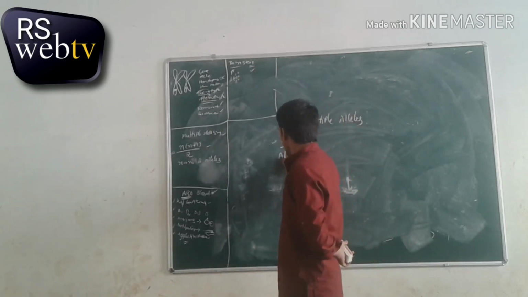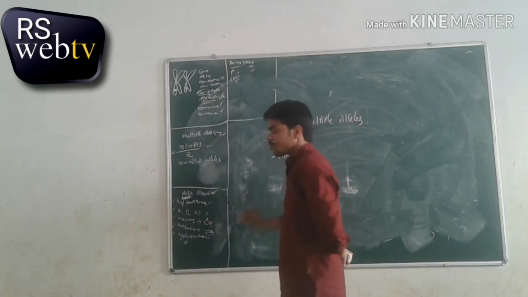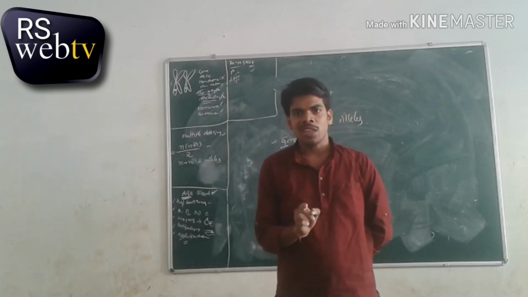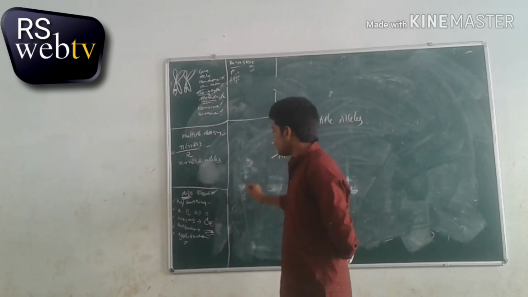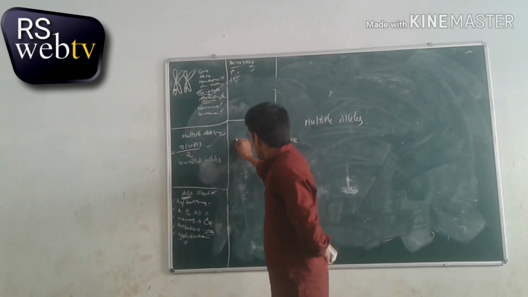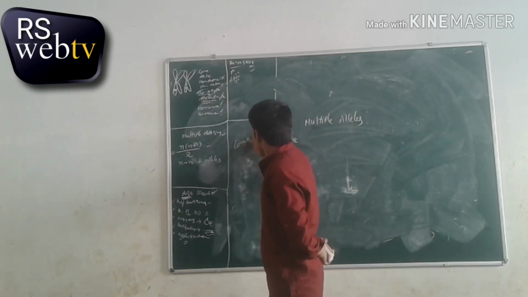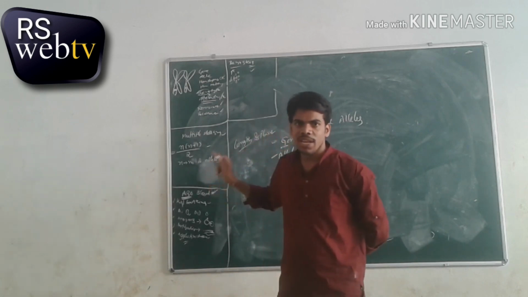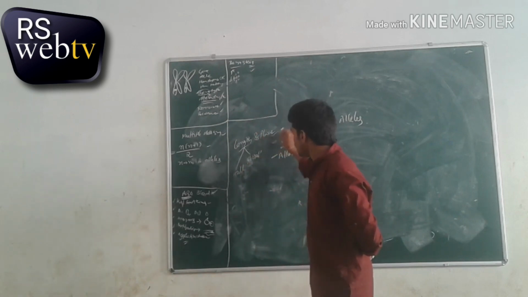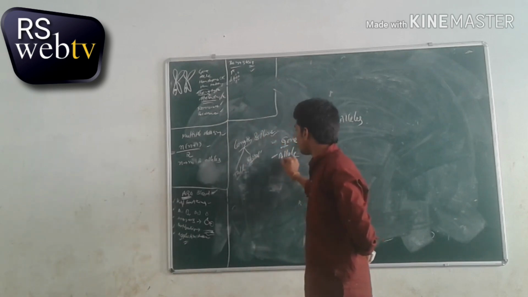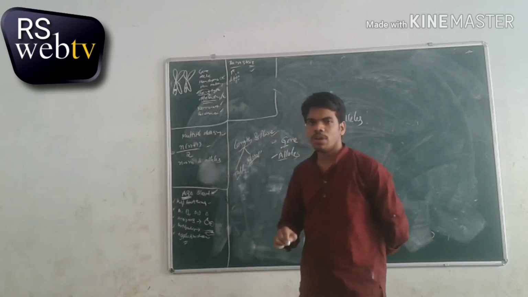And the another word is allele. Alleles are the alternative forms of a gene. For example, there is a trait, length of plant. It has two alternative forms, either tall or short. Likewise, a gene has two alternative forms called alleles.